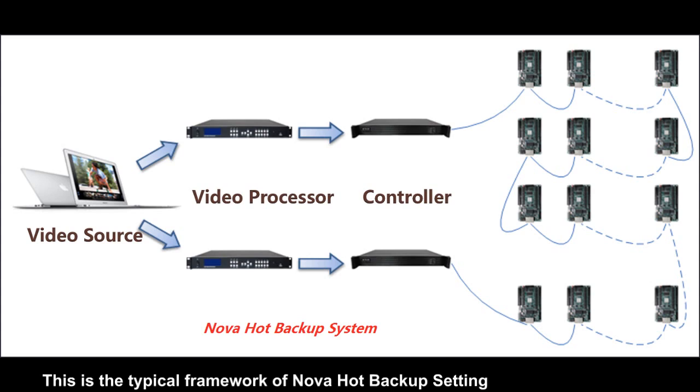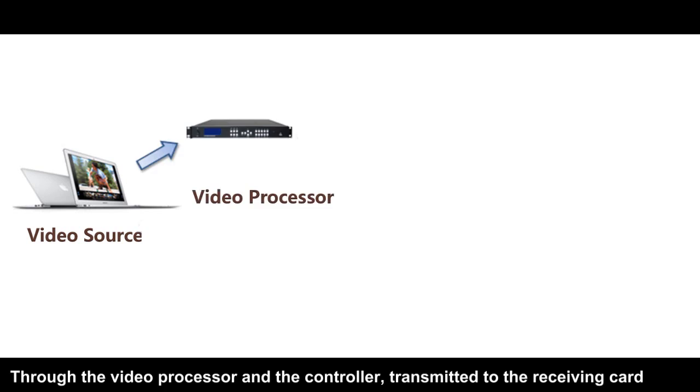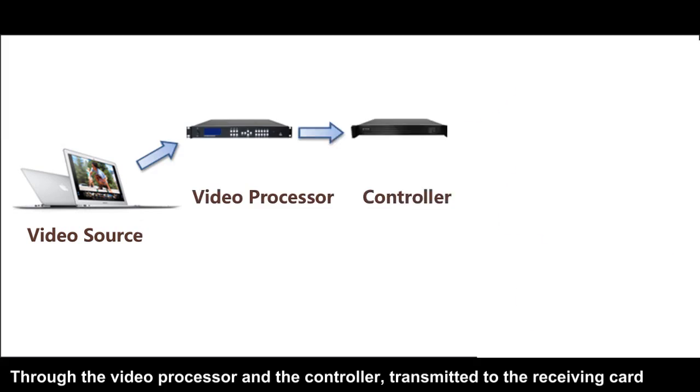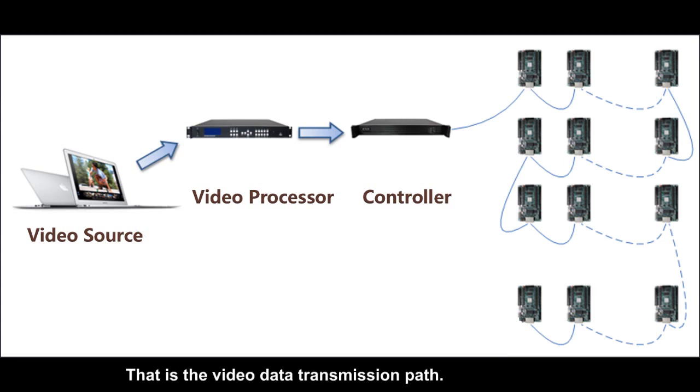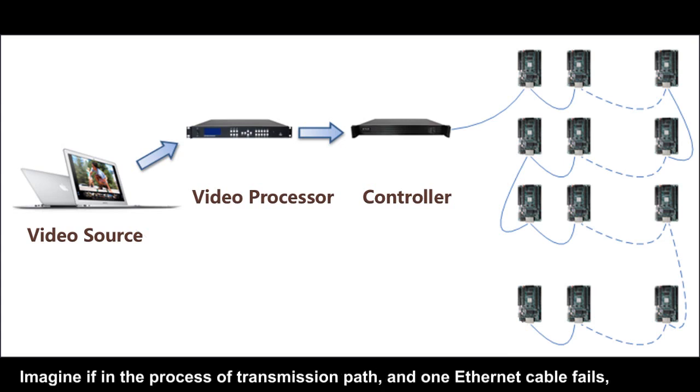Most importantly, the LED display does not flash or blink. This is the typical framework of the Nova hub backup setting. As is shown in the picture, the video data from the video source goes through the video processor and the controller, and is transmitted to the receiving card and screen. That is the video data transmission path.